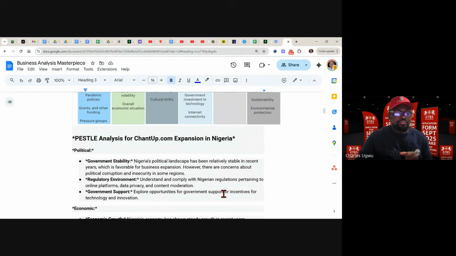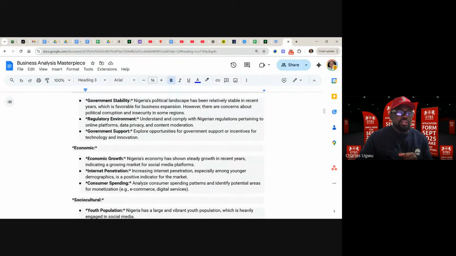So with this, after using this to do analysis as a BA, it has given you political awareness about your particular business, where you stand. Now looking at economics within our own environment, which is e-commerce and social media, we say economic growth. The Nigerian economy has shown steady growth in recent years, indicating a growing market for social media platforms. Okay, internet penetration.